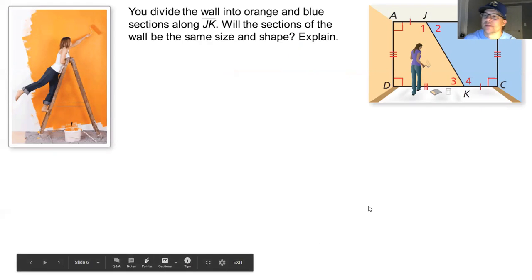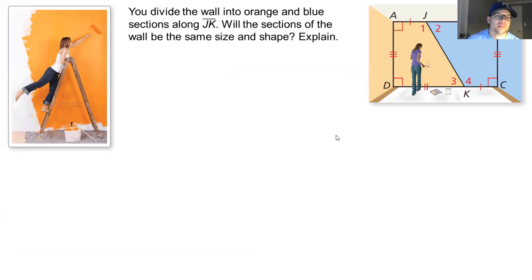Okay, moving on to other types of congruent polygons. So you're going to take a wall and divide it into orange and blue sections for what looks like a paint project. And that line segment is going to be called JK. Will the sections of this wall be the same size and shape? So let's explain if this would.